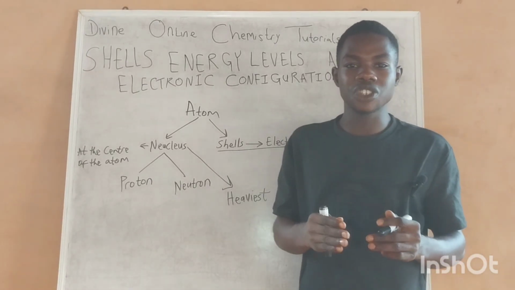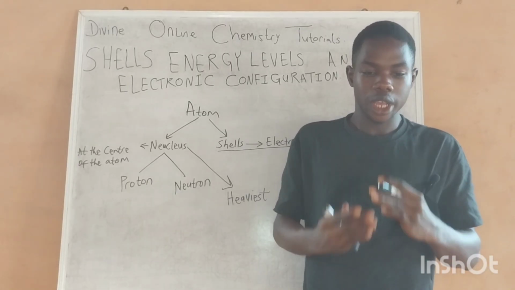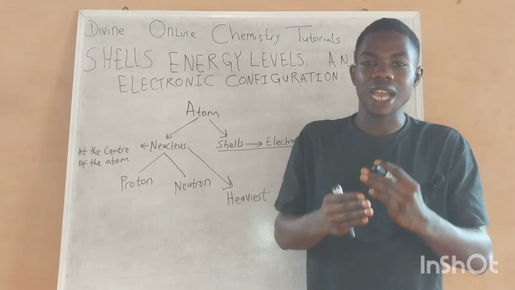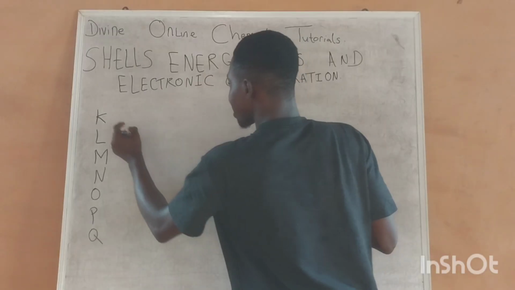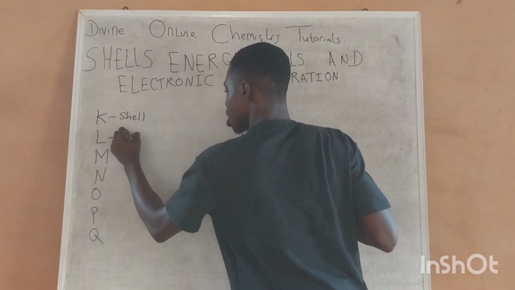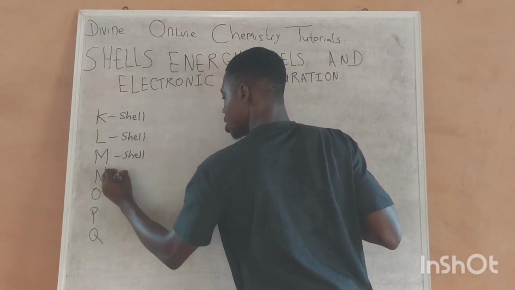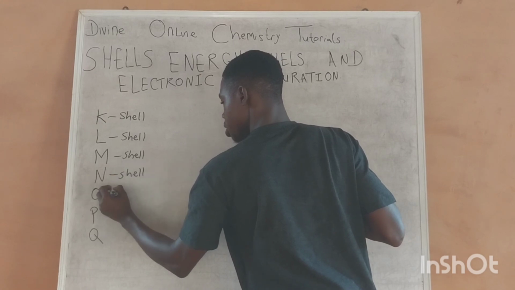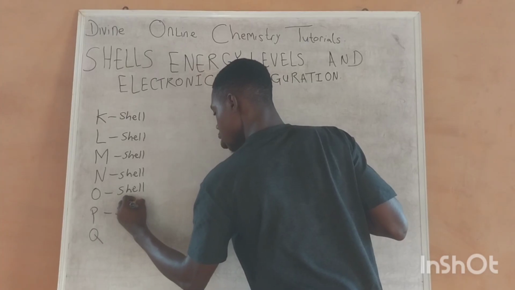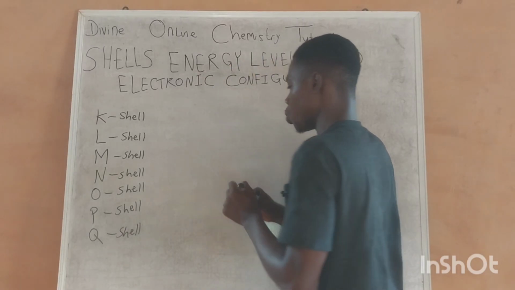Now please take note that in chemistry, shells are usually represented by letters written in alphabetical form, and they include the K shell, the L shell, the M shell, the N shell, the O shell, the P shell, and the Q shell. So these are the various shells that we have in chemistry.